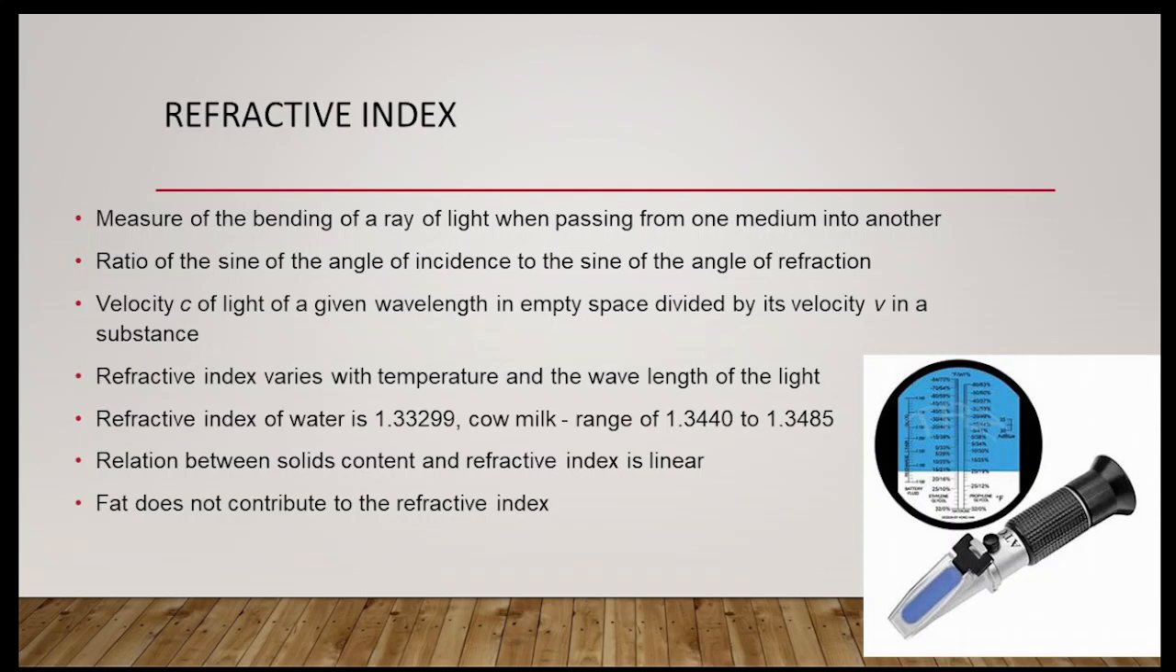The refractive index of a substance varies with the temperature and wavelength of the light. Different wavelengths of light will show different values of refractive index, and the temperature of the substance will also affect its refractive index. The refractive index of water is around 1.33, and for cow milk it ranges from 1.344 to 1.3485. So why is this variation?